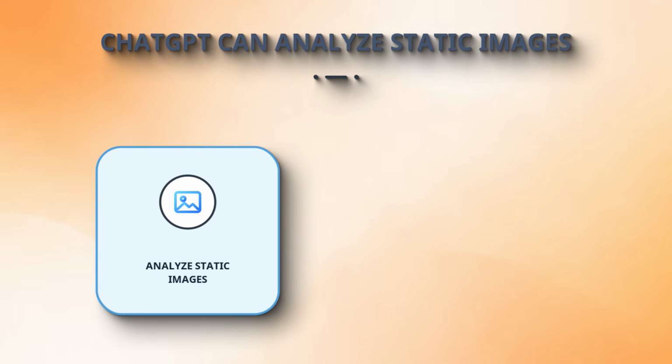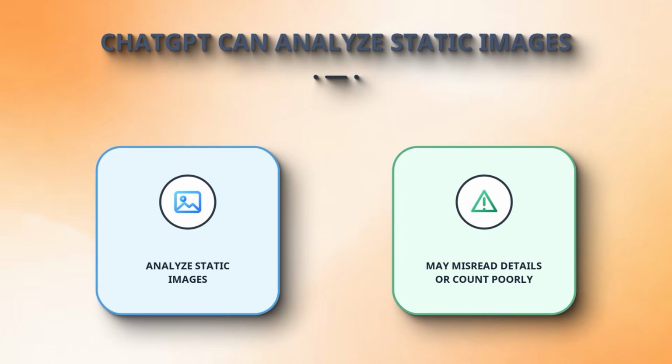Your AI tool also needs limits. ChatGPT can analyze static images, but it can still misread details or count objects poorly. Treat its output as a draft, not an inspection report from a camera expert. Open every cited image and verify the lane, problem, and recommendation yourself.